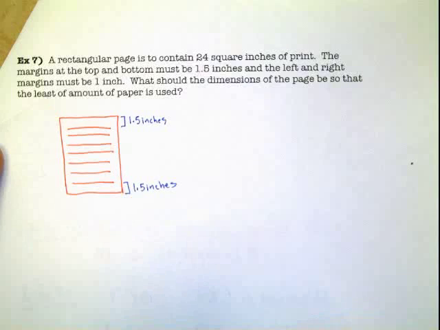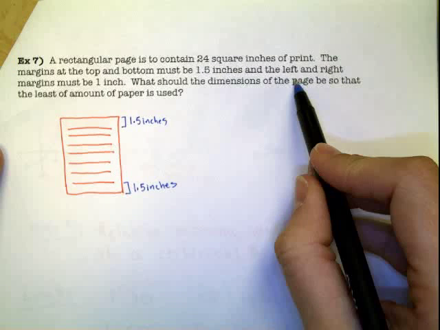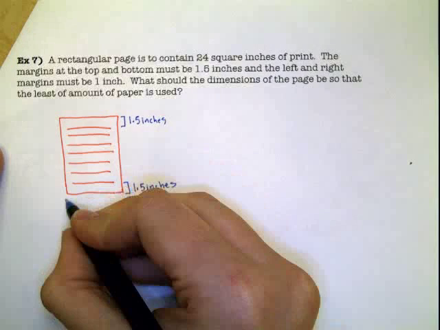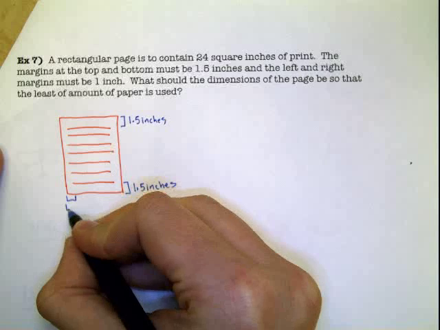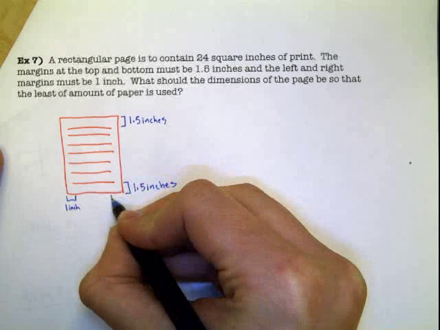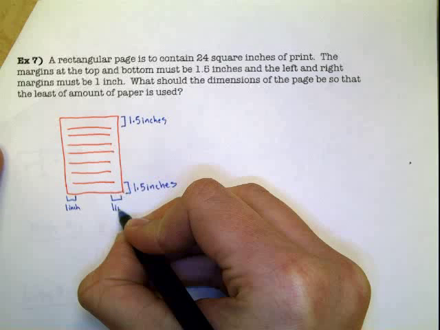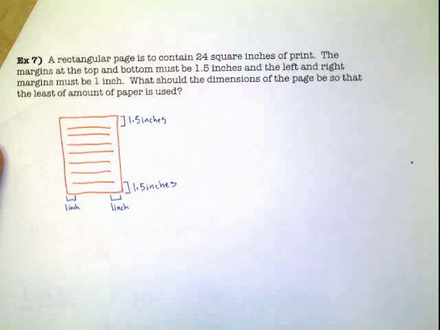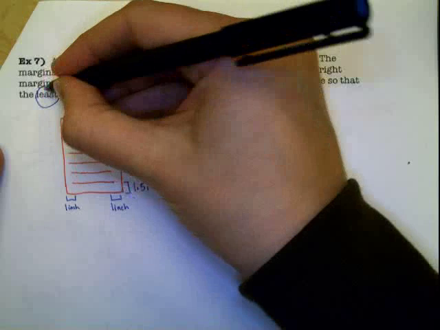And then it says, and left and right margins must be 1 inch. So from here to here is a little smaller, it's only 1 inch. And here to here is also 1 inch. So there's our margins. What should the dimensions of the page be so that the least amount of paper is used? Okay, least amount of paper. Least clues me in, I want a minimum. So we're doing a minimum sign chart.